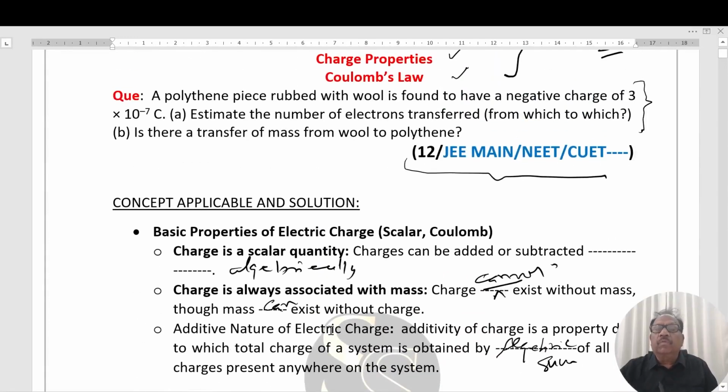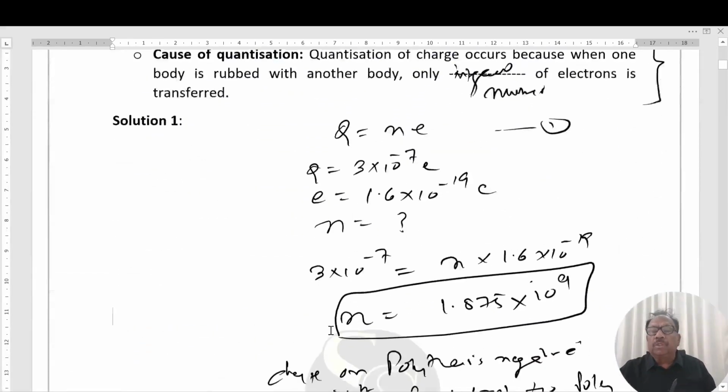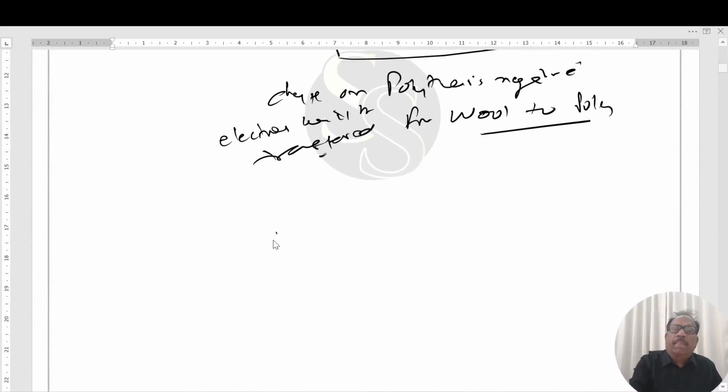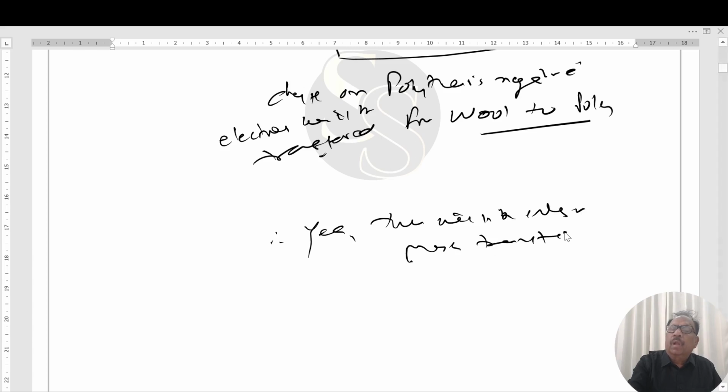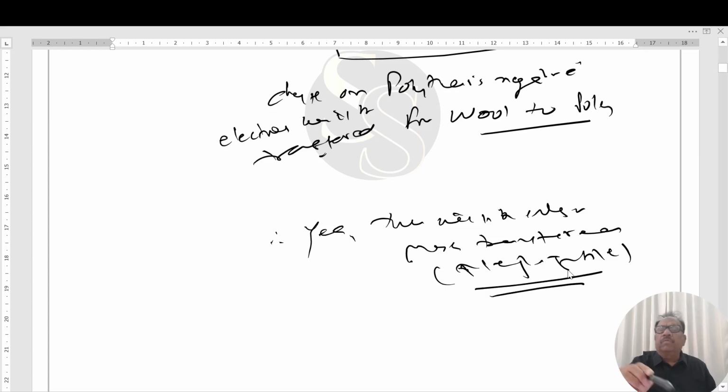Second part: is there any transfer of mass from wool to polythene? Now in this, I have discussed the property that charge cannot exist without mass. Yes, there will also be mass transfer, but very negligible, because the mass of an electron is 9.1 × 10⁻³¹ kg, right?